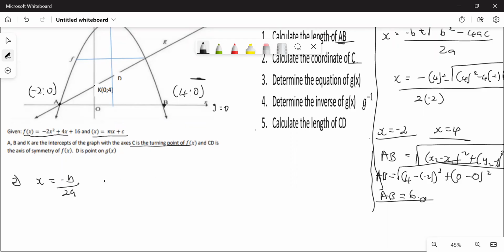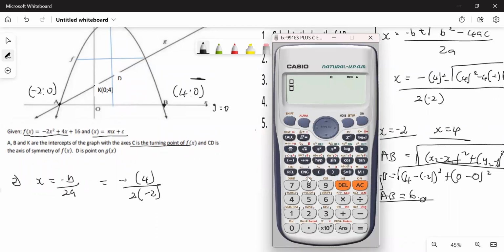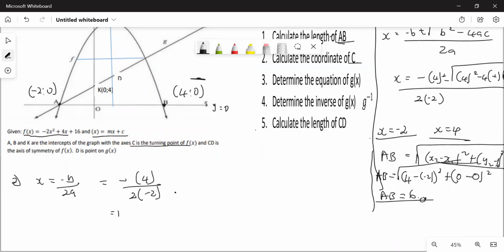Then, based on what we chose, we already know what b is. We have minus, open bracket 4, close bracket, over 2 multiplied by your a, which is minus 2. Put this in your calculator: minus, open bracket 4, close bracket, all over 2 multiplied by minus 2, then you close your bracket, equals. It says x is going to be 1. So this is the x coordinate of your turning point.